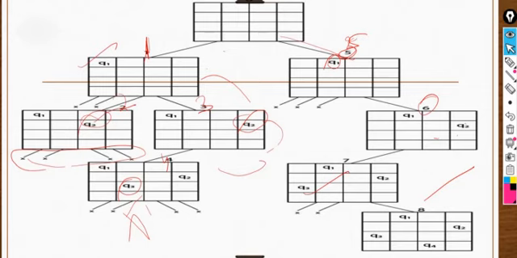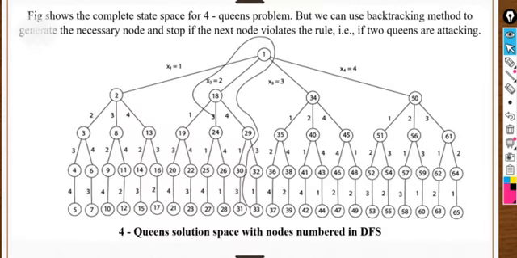In 8 steps, we have aligned all 4 queens in a particular location that follows the rules: no two queens are crossing each other diagonally, not in the same row, not in the same column. So it is the solution for the 4 queens problem.